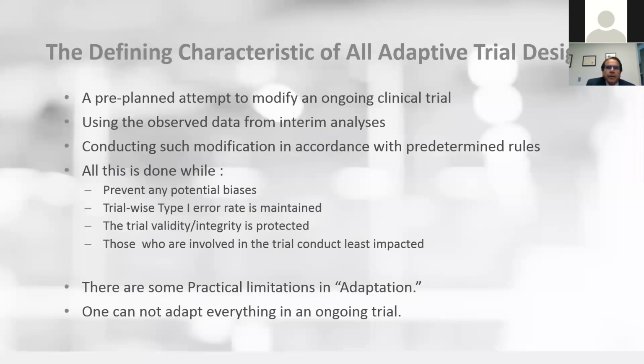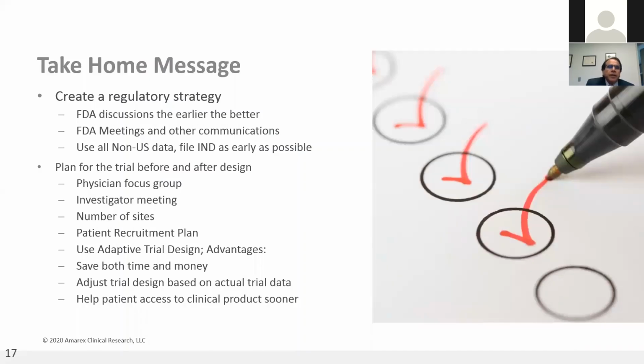Okay, let me recap what I told you with respect to adaptive trial design and all other factors. Let's start from the take-home message, which is to create a regulatory strategy at the beginning, before you start your trial. You need to have a very good regulatory strategy, and in many cases, in doing regulatory discussion, you may or you may not need to have a regulatory meeting. Depends.